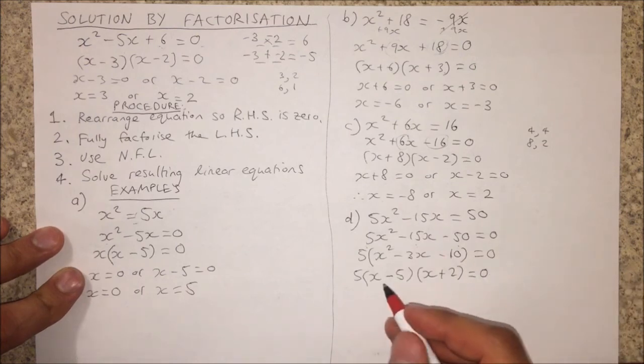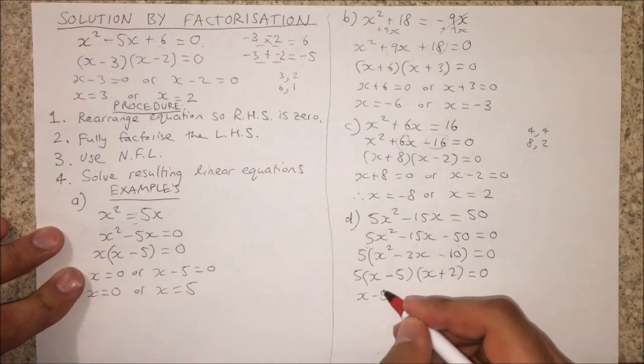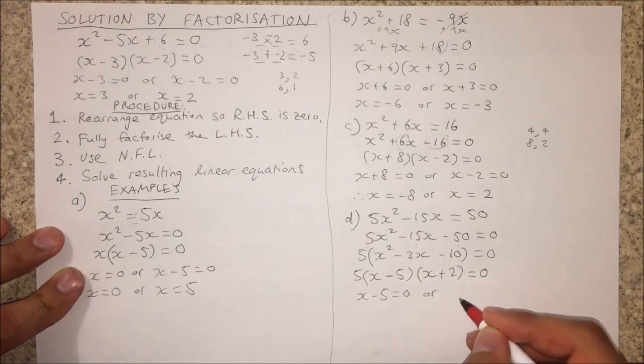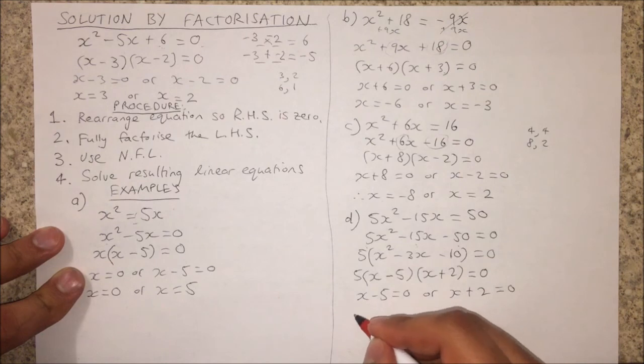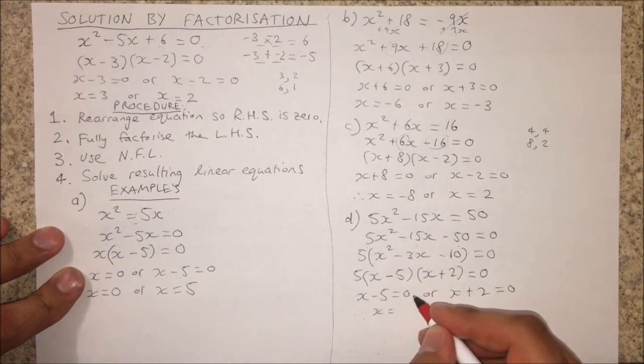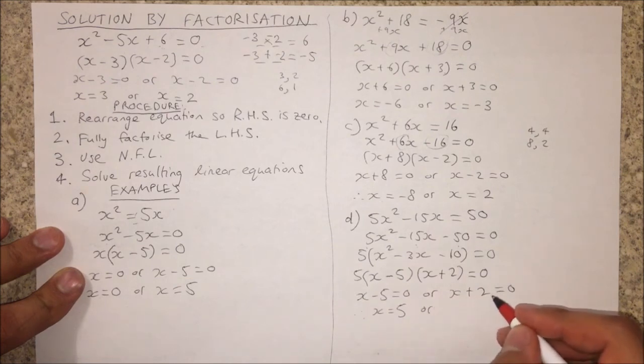And now we're going to use null factor law. Now that we're fully factorized, we're going to use null factor law to write it out as two separate equations. So x take 5 equals 0, or x plus 2 equals 0. So solving these two equations, therefore x is equal to 5 to make this true. 5 take 5 equals 0. Or x is equal to negative 2.